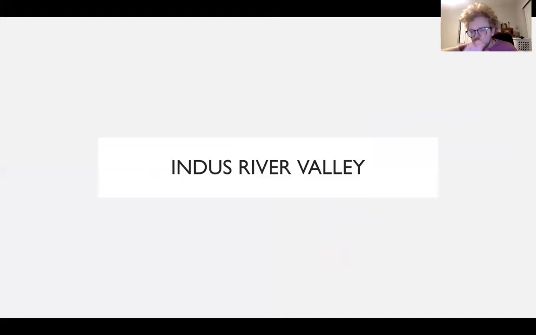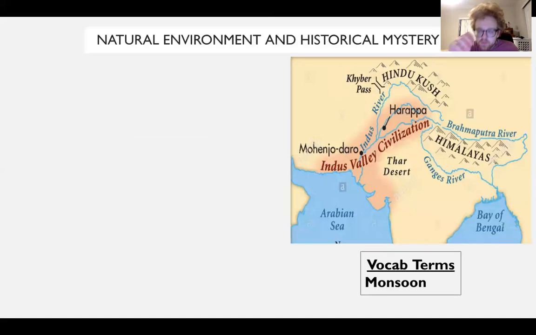And finally, let's look at the Indus River Valley. Let's look at our final river valley civilization of the day. So the Indus River Valley is, as you might be able to guess, going to largely form along the Indus River, which is in mostly modern day Pakistan.